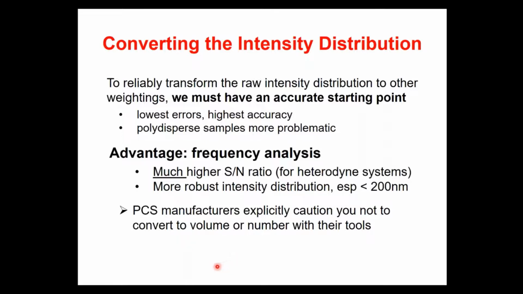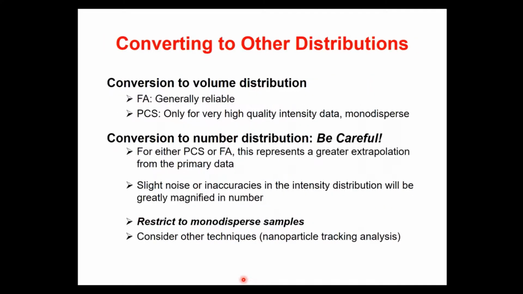I think it's telling that in the training materials that manufacturers of PCS-based instruments give you, they will explicitly caution you not to convert the initial intensity distribution to volume or number with their tools. It says nothing to stop you from doing that, but they caution you that it's not a good idea. So converting to volume distribution, in my experience, my frequency analysis-based system that I have in my lab, I found it quite reliable. For PCS, going by manufacturers' recommendations, they say really do it for high quality intensity data where you've got strong signal, and the more monodisperse, the better.